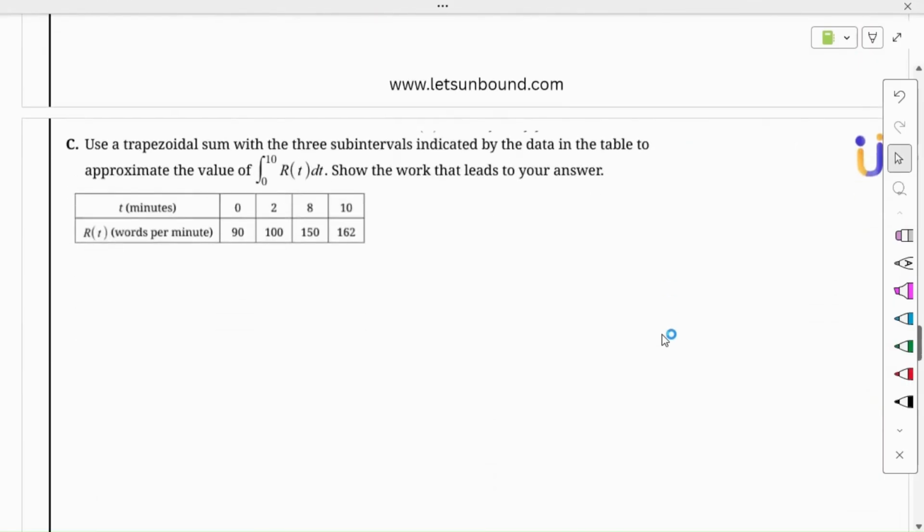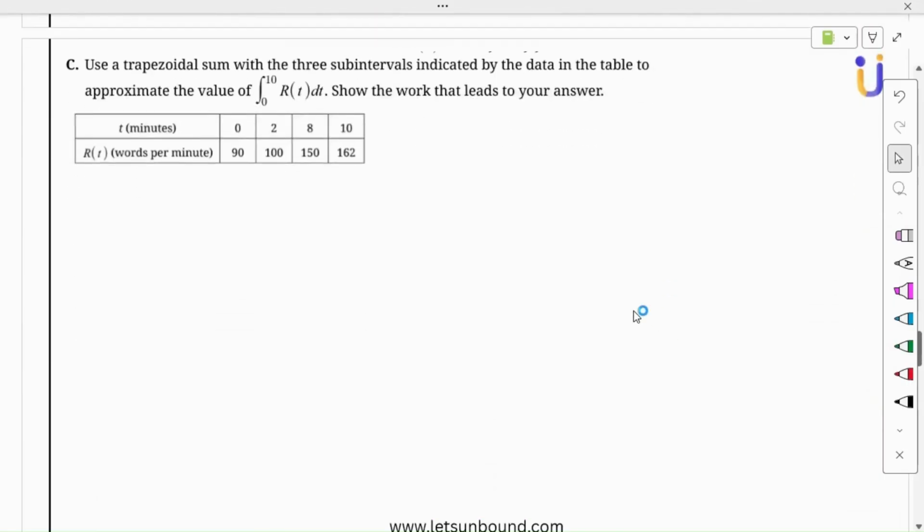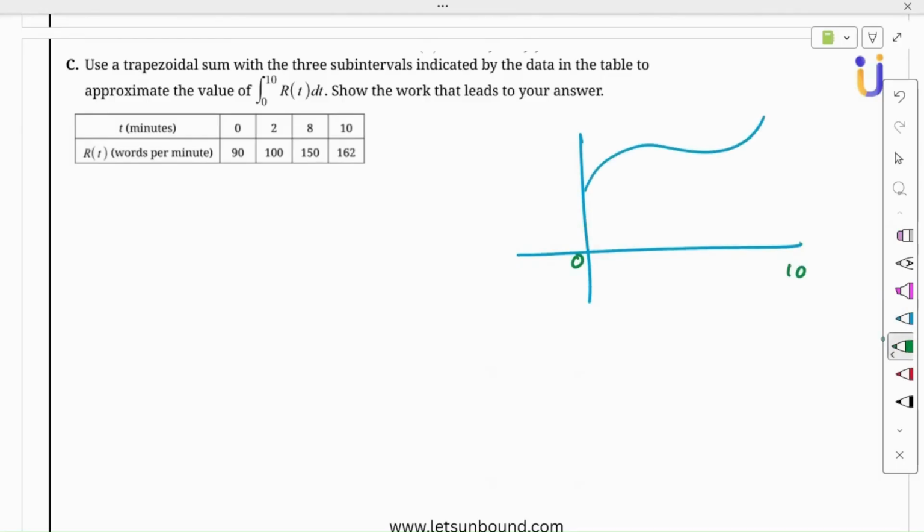Moving to part C. Use a trapezoidal sum with the 3 subintervals indicated by the data in the table to approximate the value of the integral from 0 to 10 of R of t dt. Show the work that leads to your answer. Okay, area under the curve using trapezoidal sum. Quick review on trapezoidal sum. How will you find the sum, from 0 to 10 if your curve is there?